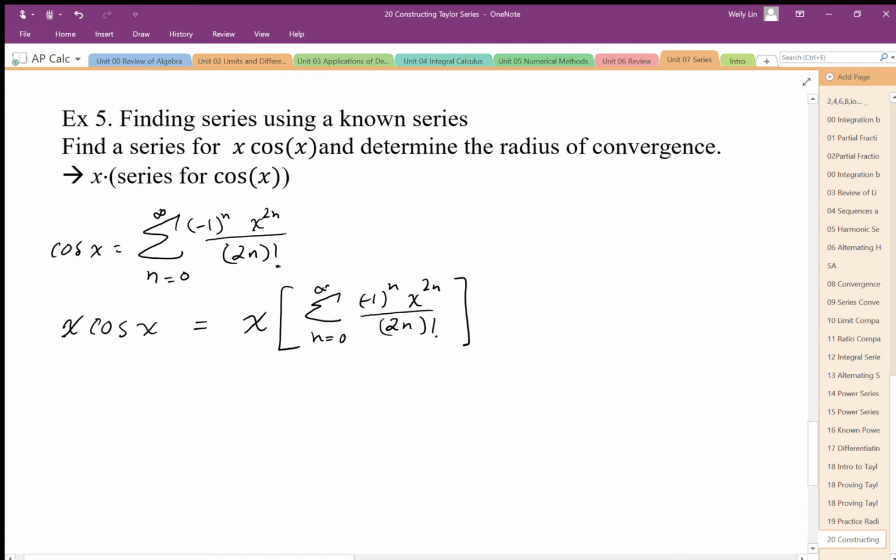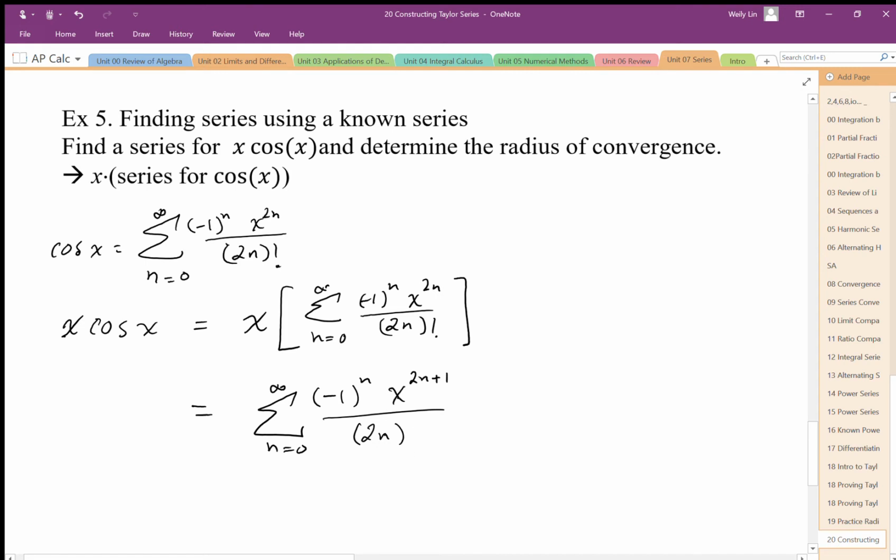So algebra of these series is multiplying every single term of this series. I can work out this series by algebraically manipulating this. And my new series for the x cos x function is going to look like this. It's going to be -1 to the power n, x to the 2n plus that extra x from the outside, all over 2n factorial.